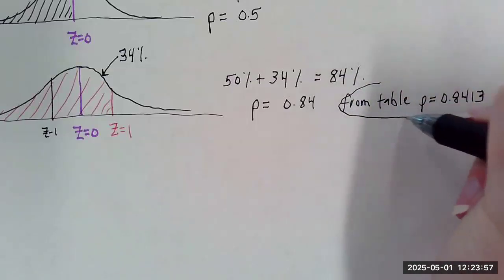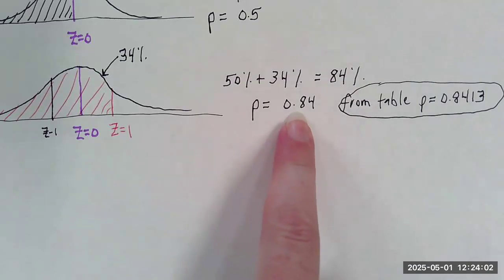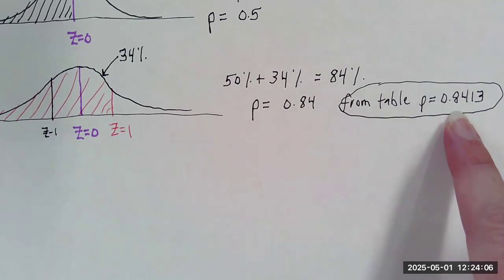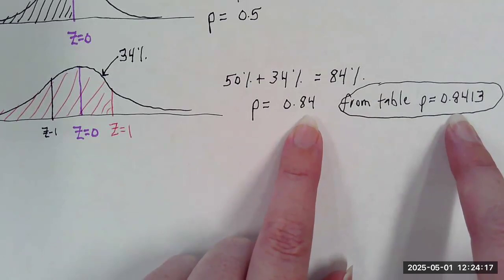So remember I said that when we use the empirical rule, it's approximate. We say it's approximately 84% from the empirical rule. If we're using the table, we get a more precise number, but they're hecka close, right? So the table is actually giving you a more precise number than the empirical rule, but the table is doing the exact same thing the empirical rule is doing.